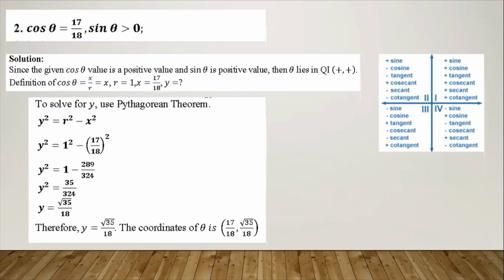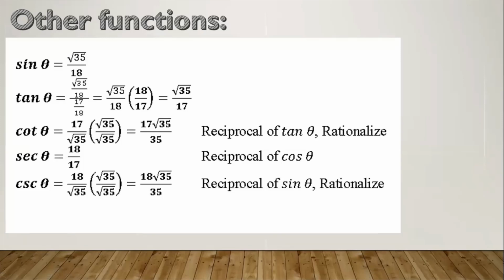Let's now solve for the other trigonometric functions. Sine theta, from what we solved, is square root of 35 over 18. And for tangent theta, that is y over x, which is equal to square root of 35 over 18, all over 17 over 18. And that's equal to square root of 35 over 18 times the quantity of 18 over 17, as we follow the rule in dividing fractions, which is equal to square root of 35 over 17. This is already the simplified form.